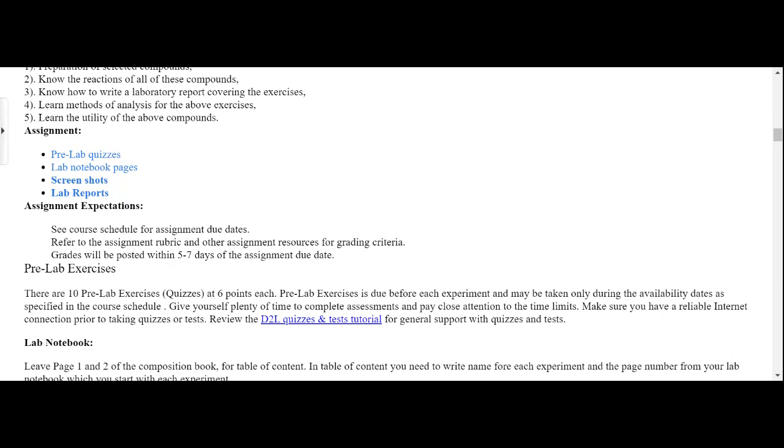Lab manual. There is no lab manual. There should be no hard copy lab manual. The ebook is the lab manual that we are using.